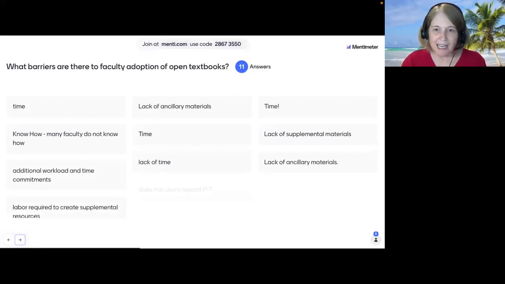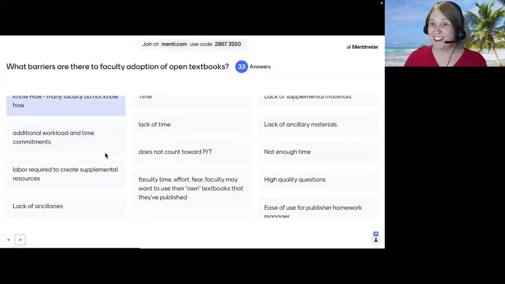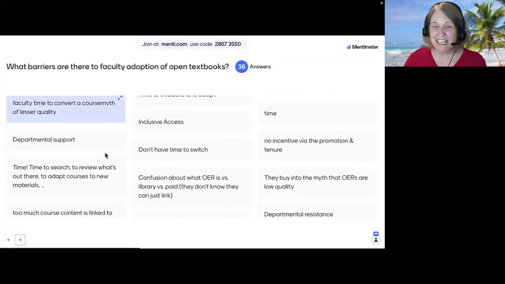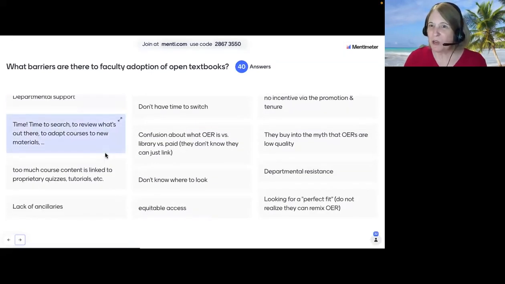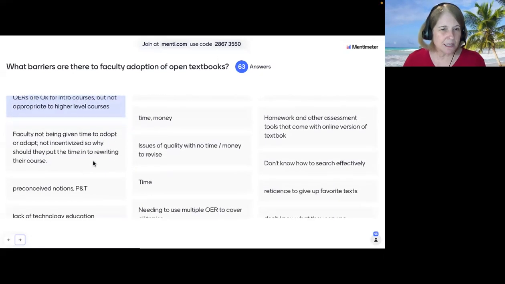Time, all over here. Lack of ancillary materials, promotion and tenure concerns, the labor required, the know-how. Many faculty don't know what OER are. I run into that a lot. Faculty will say, oh yeah, I'm using OER, and it will turn out to be maybe a library licensed ebook. In one case, it was a pirated textbook on a blog site in India. They may not know where to find OER, or they may not know how to customize, say, a PDF, if that's the only format it exists in.